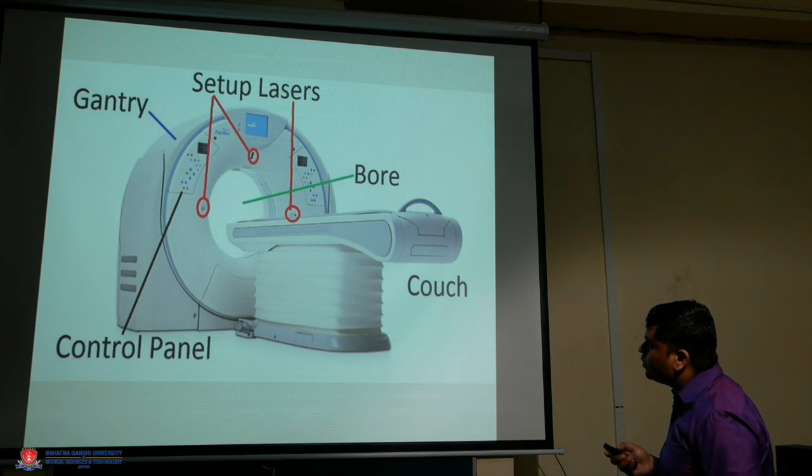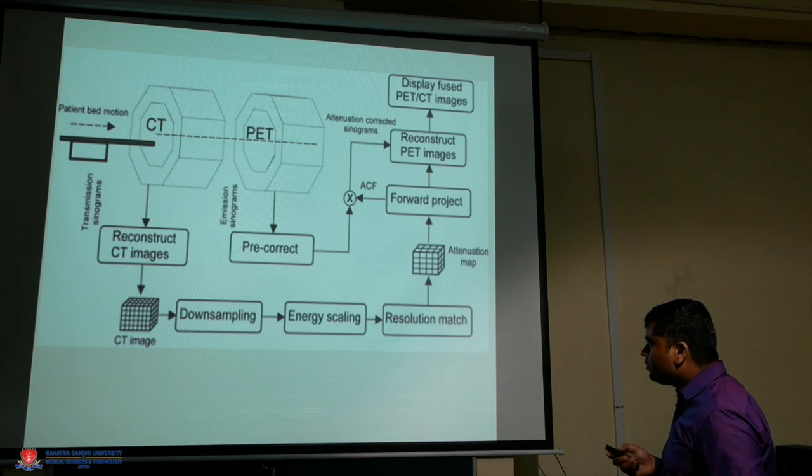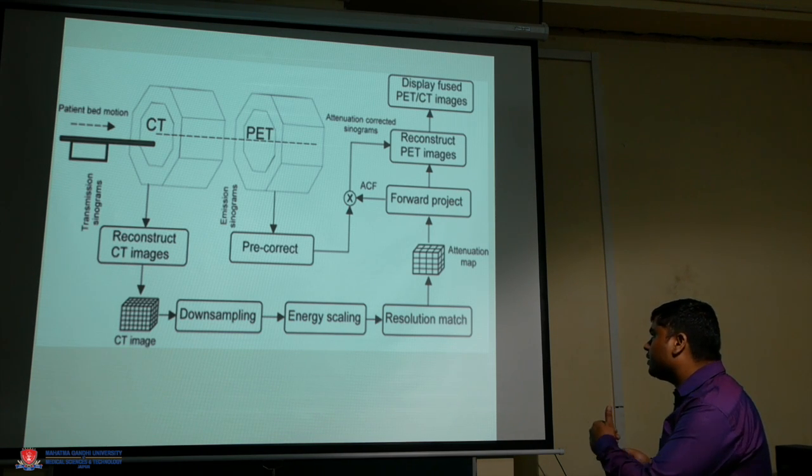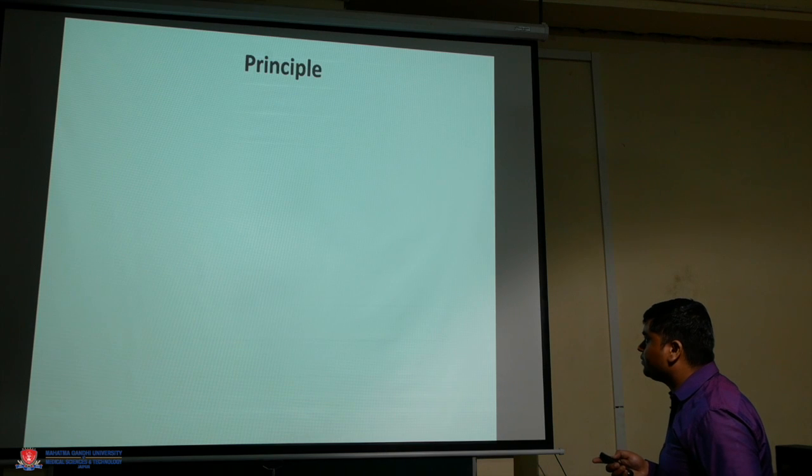On the basis of the bore of the system, we have 3 types of PET-CT system: wide bore, narrow bore, and medium bore systems. In the PET-CT system, the initial ring of detectors is the CT detector rings, followed by the PET detector rings. So initially we acquire the CT, then we acquire the PET, and after acquisition of both CT and PET images, we fuse them using software, and we see the images in transaxial, coronal as well as sagittal views.